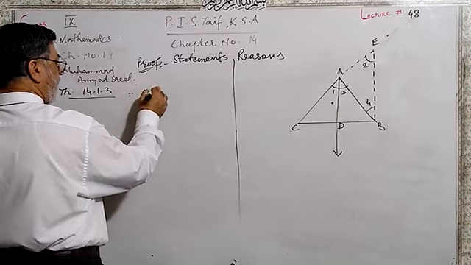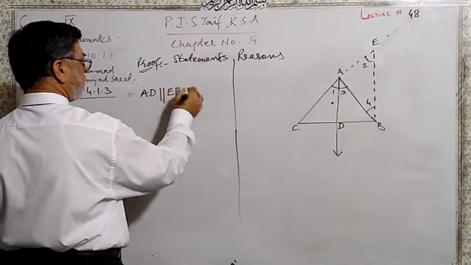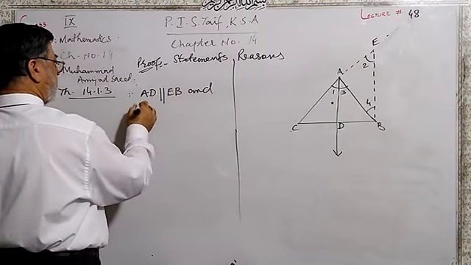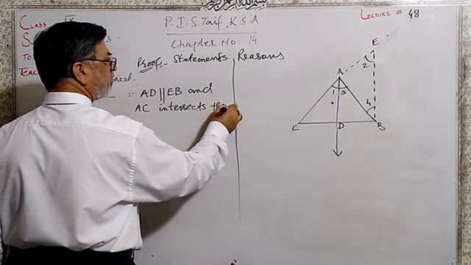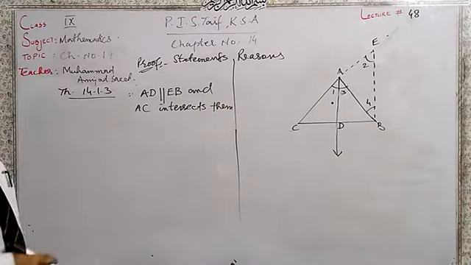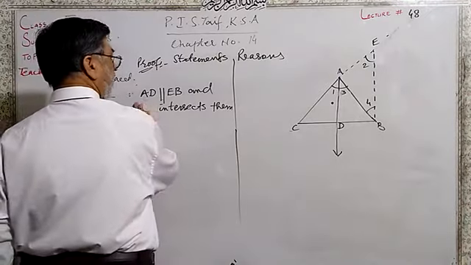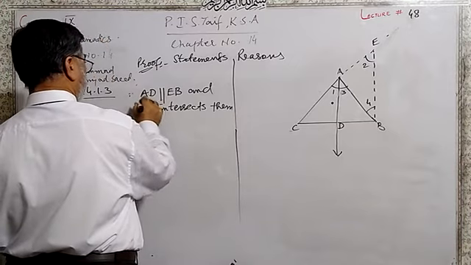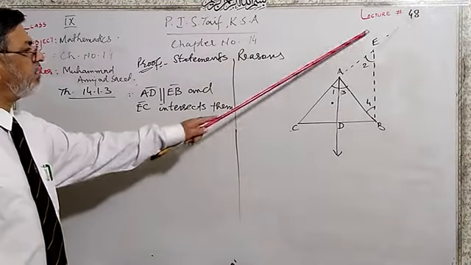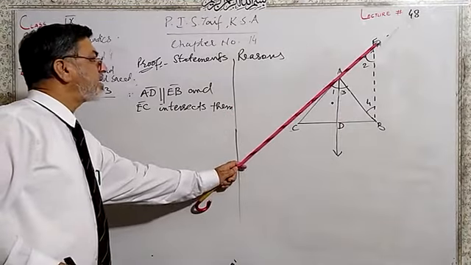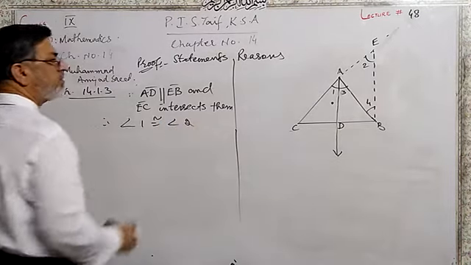Since AD is parallel to EB and AC intersects them, remember that, and EC intersects them. Again, AD is parallel to EB and EC intersects them. Therefore, angle 1 is congruent to angle 2.